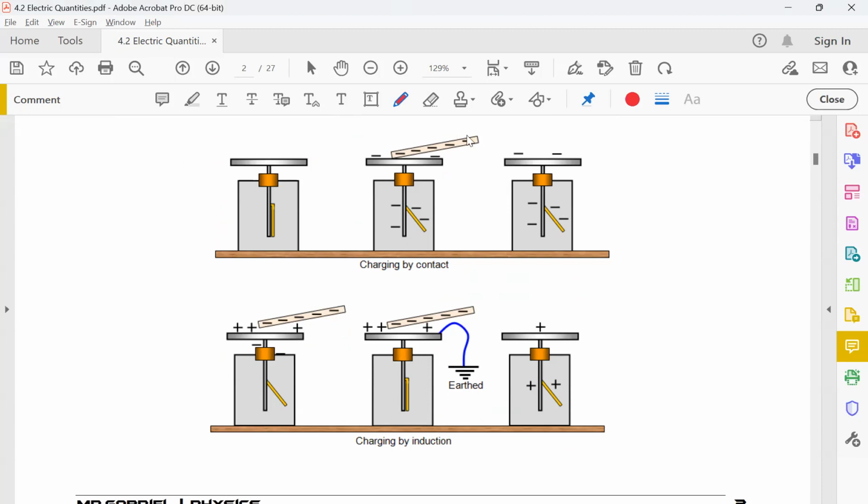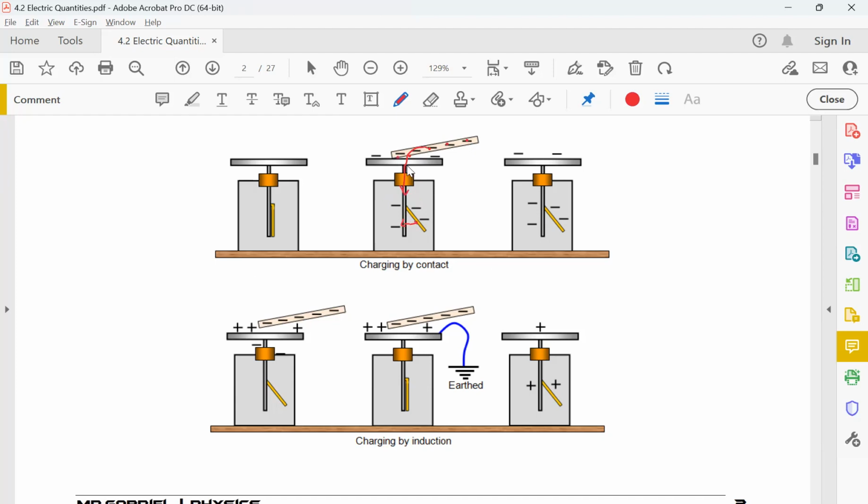when I bring a negative charge close to this plate here, these negative charges are actually going to be repelled downwards as soon as they touch. When they repel downwards as soon as they touch, they give the leaf an excessive amount of negative charges, and thus they will start to repel each other, right?